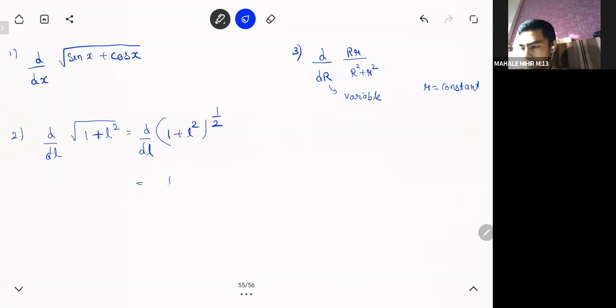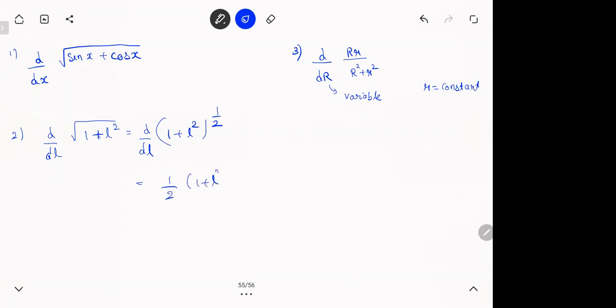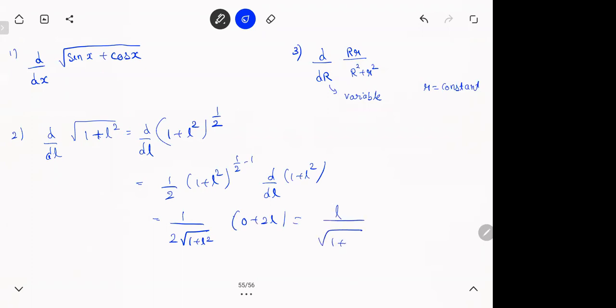So what you do? Half into 1 plus L square whole power half minus 1. And जो अंदर function था उसको differentiate करना है. This way. So this would be 1 by 2 root over 1 plus L square. That would be 0 plus 2L. You get L by root over 1 plus L square. Clear, yeah?